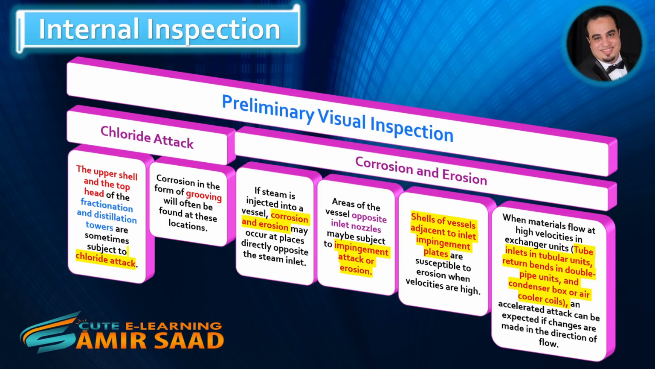When materials flow at high velocities in exchanger units, tube inlets in tubular units, return bends in double pipe units, and condenser box or air cooler coils, an accelerated attack can be expected if changes are made in the direction of flow.